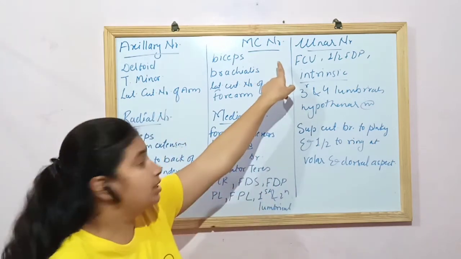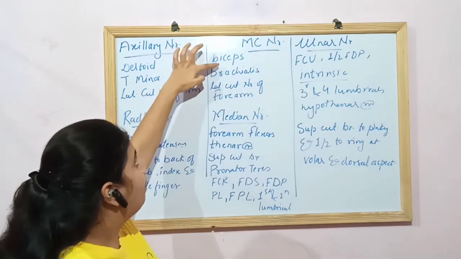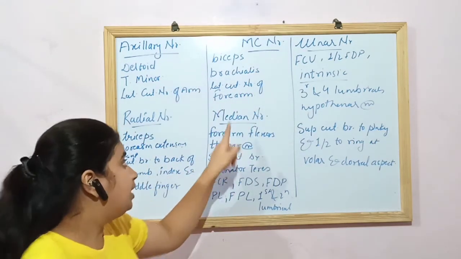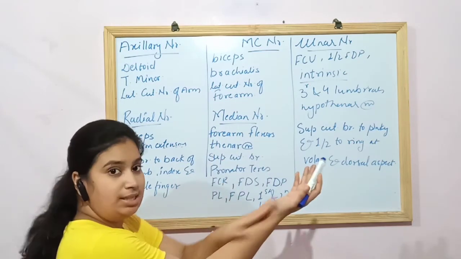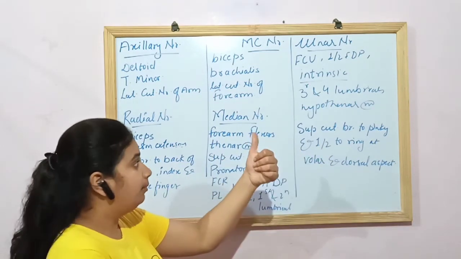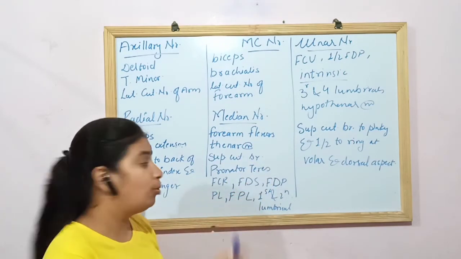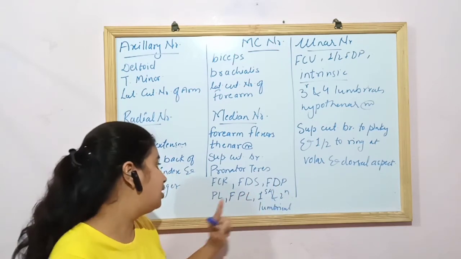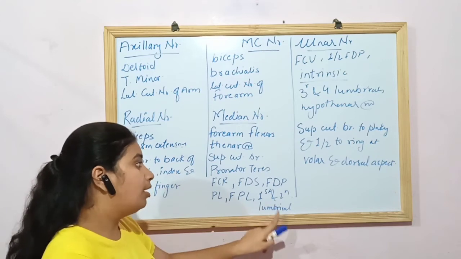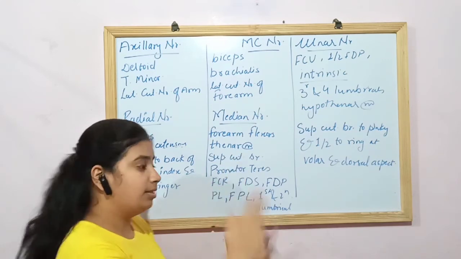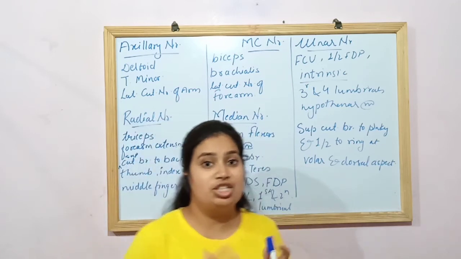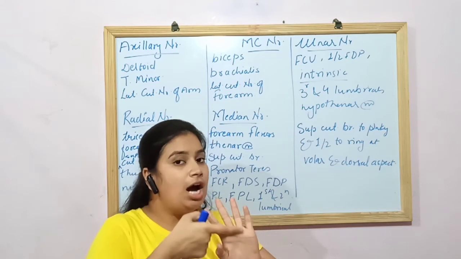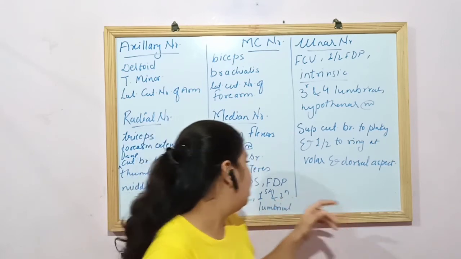Moving on, the musculocutaneous nerve innervates your biceps, brachialis, and the lateral cutaneous nerve of forearm. Median nerve innervates your forearm flexors: pronator teres, flexor carpi radialis, flexor digitorum superficialis and profundus, palmaris longus, flexor pollicis longus and your first and second lumbricals. And it also gives sensory supply to your thumb, index finger, middle finger and half of the ring finger. I already explained this earlier.